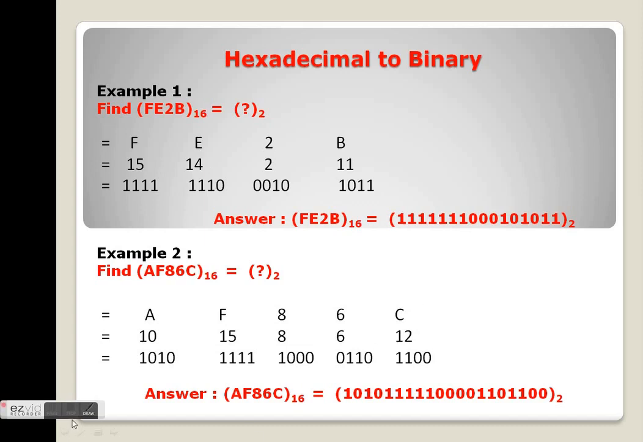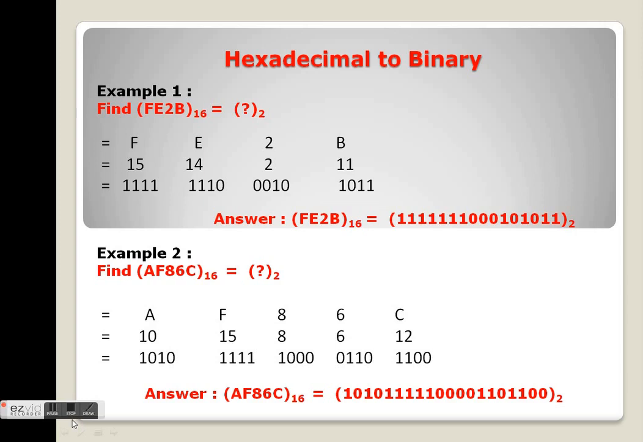Students, let's now understand the conversion of a hexadecimal number to a binary number. In this case, firstly we will find the decimal equivalent of the hexadecimal number, and after that we will change the decimal number into binary. For example, in example number 1, the number is FE2B.